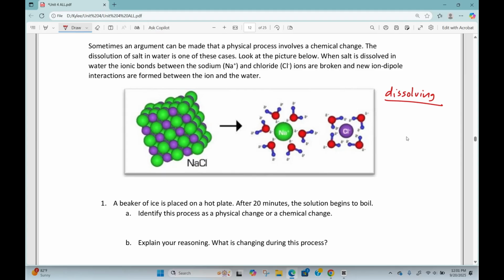However, we are separating the ions from each other and new ion dipole interactions are being formed. That could make us lean more towards the chemical, but the fact that we can reverse it easily, meaning I can evaporate the water and it comes back, makes it more on the physical side of things. So this is the great debate with dissolving.